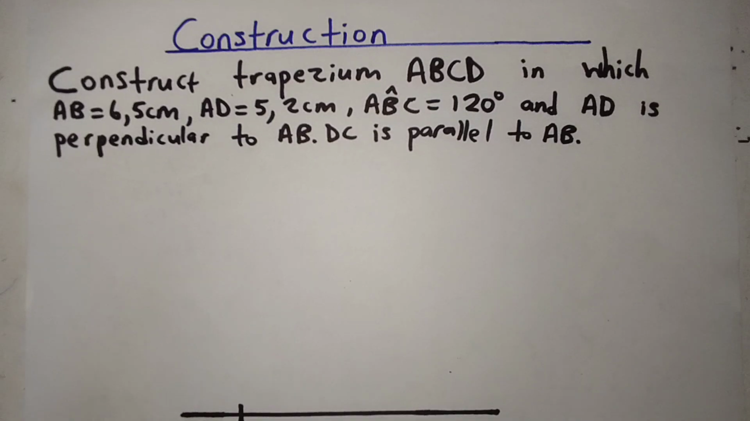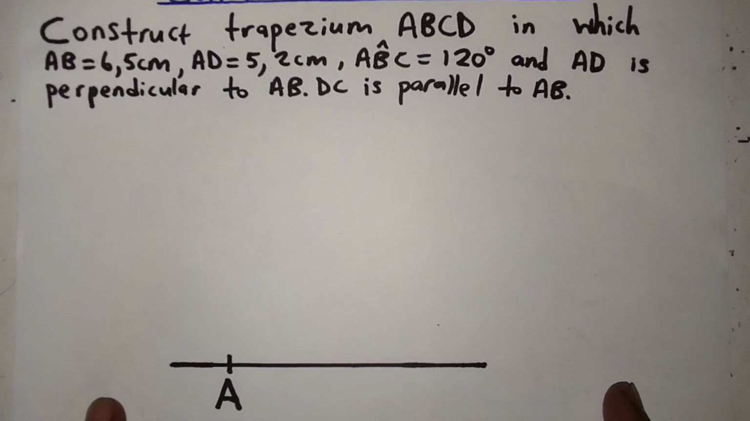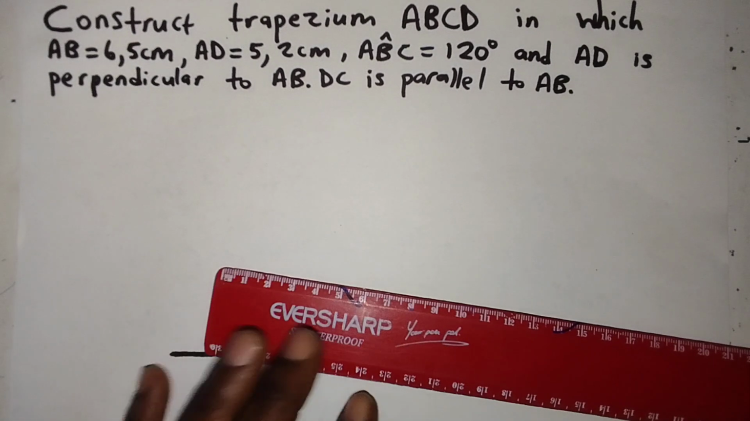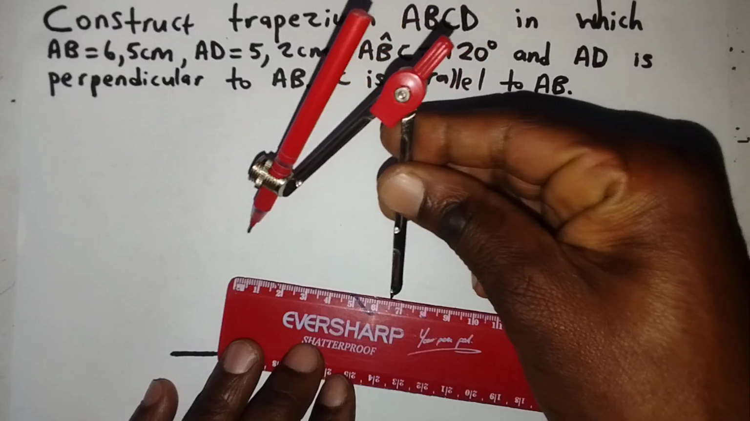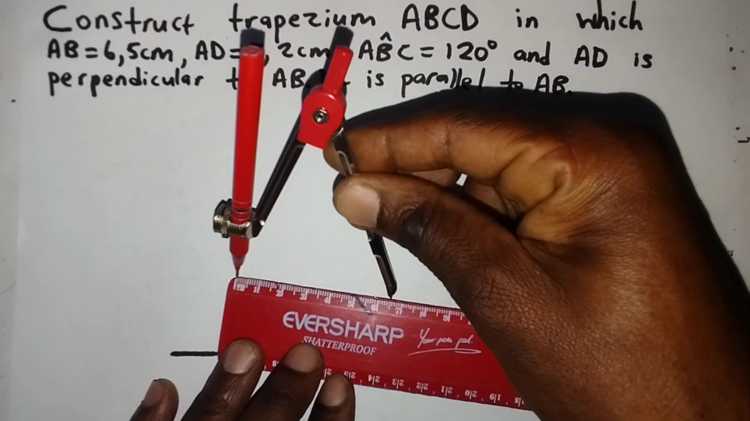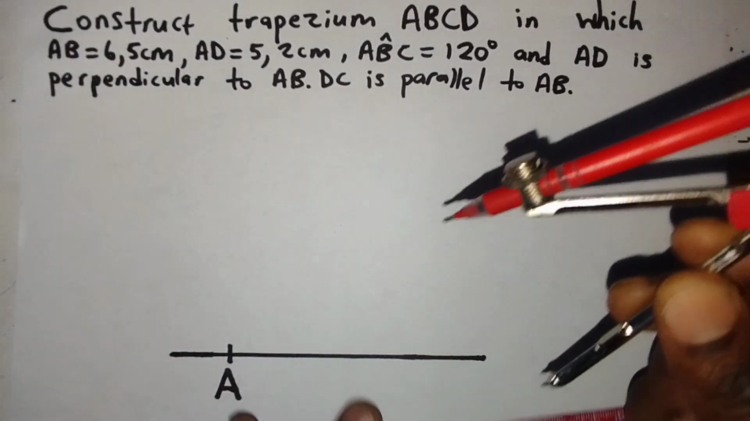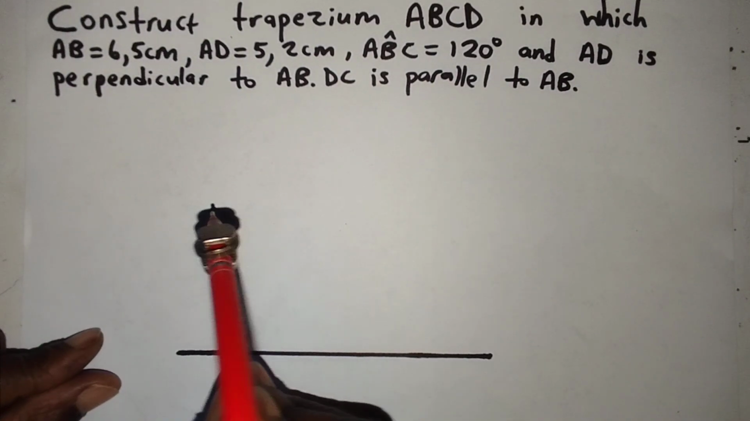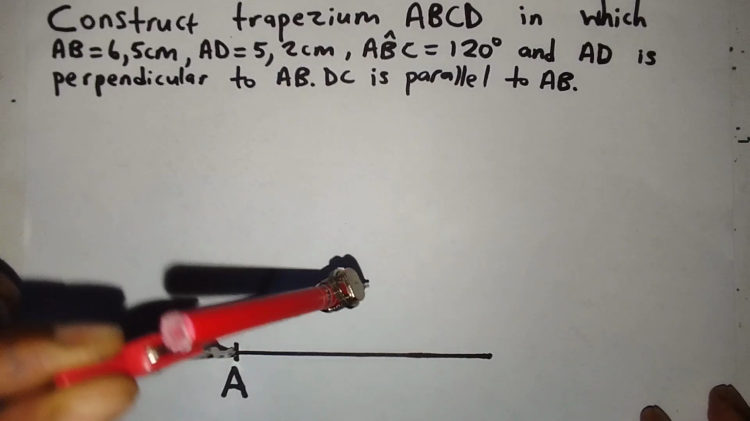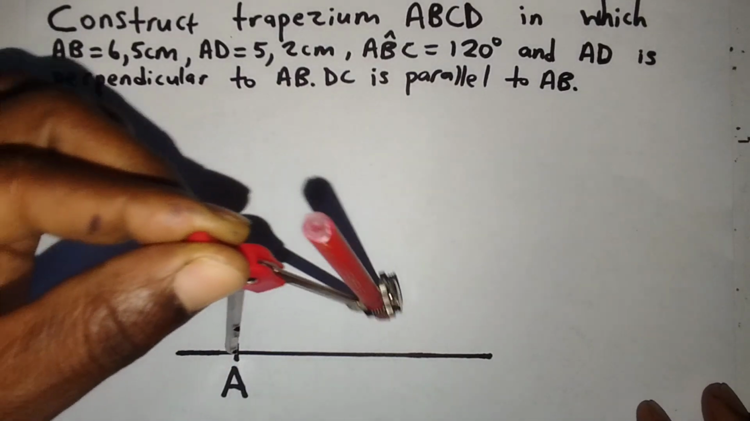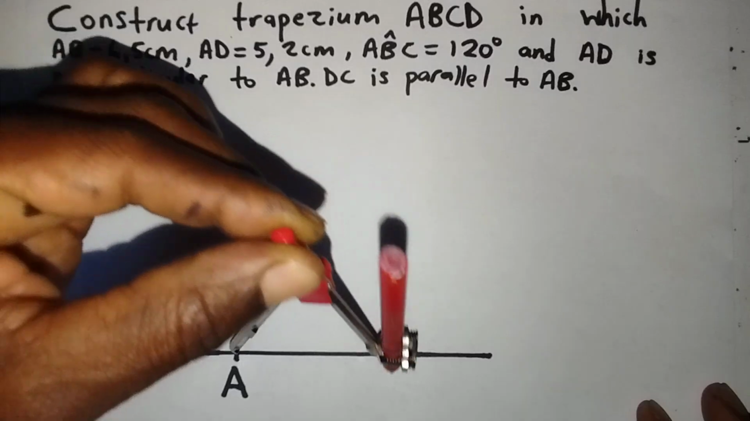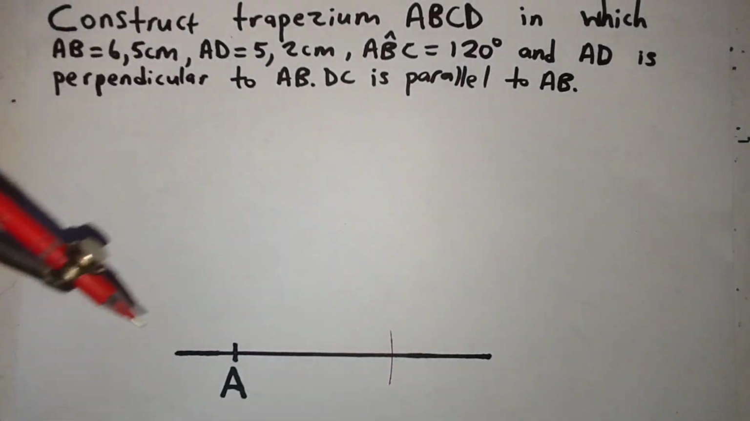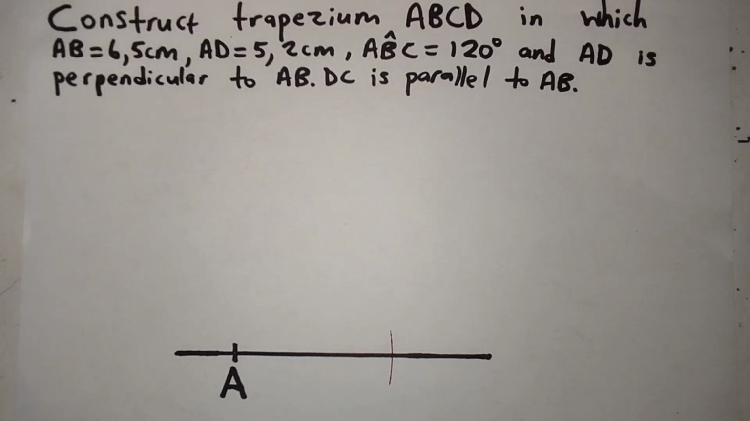I'll start by constructing the baseline AB, which is 6,5 centimeters. So using a ruler and a compass, I'll measure a radius of 6,5 centimeters. And then with A as my center, I'll construct an arc which cuts this line here to mark the position of B, so that AB equals 6,5 centimeters.